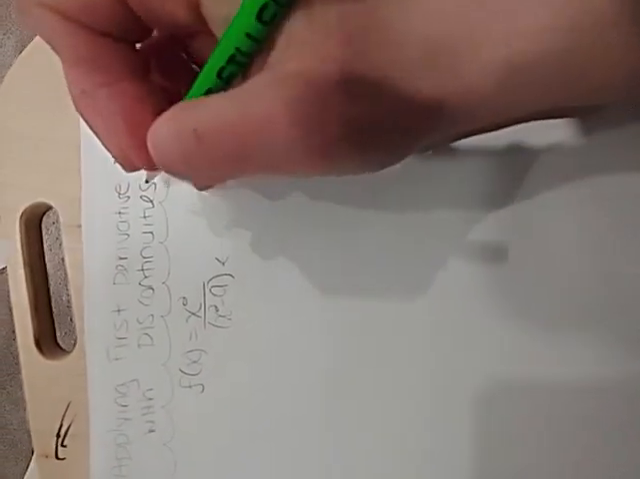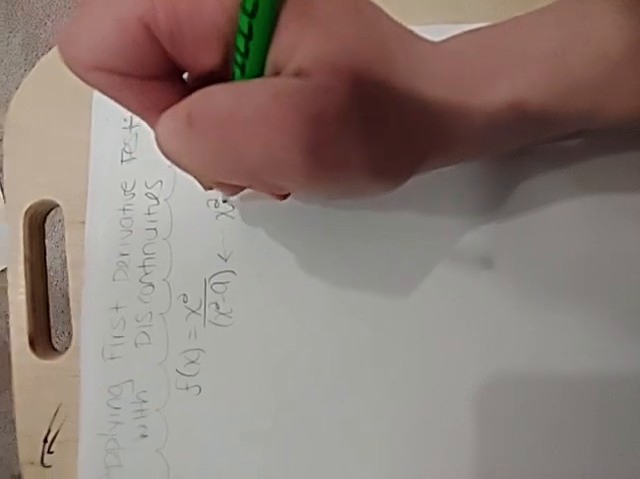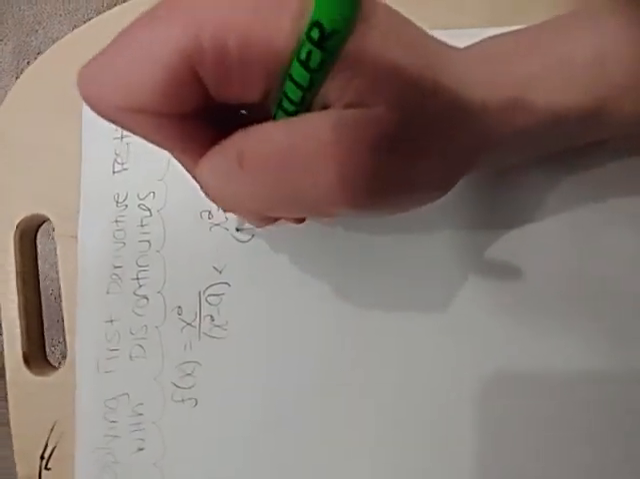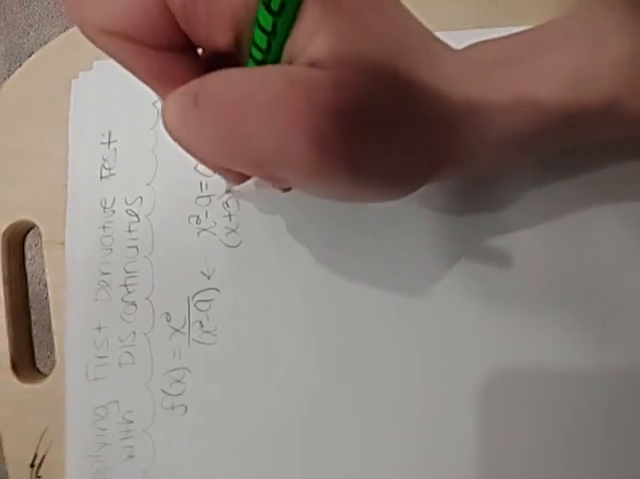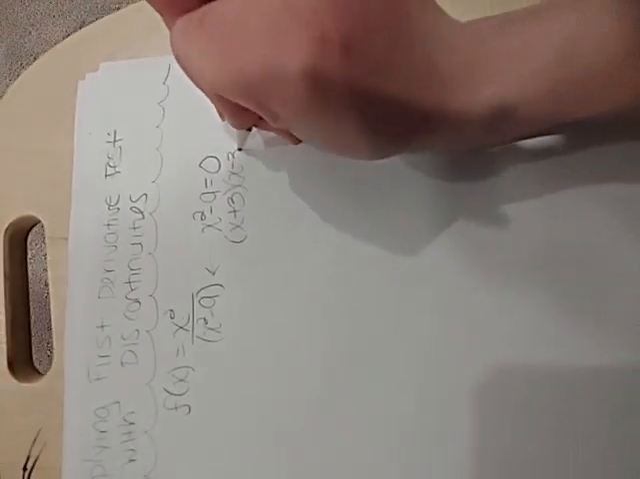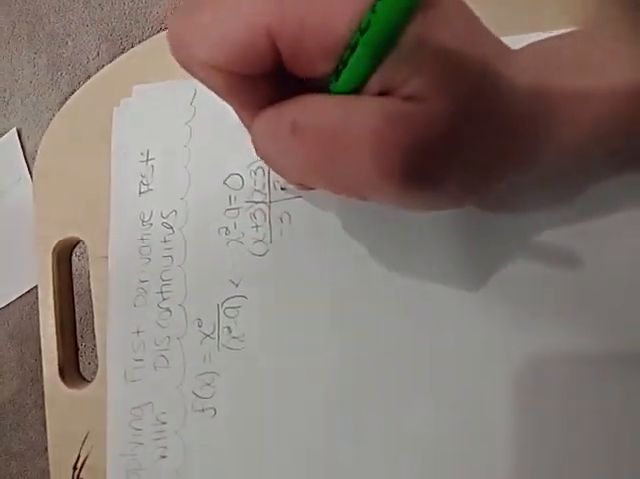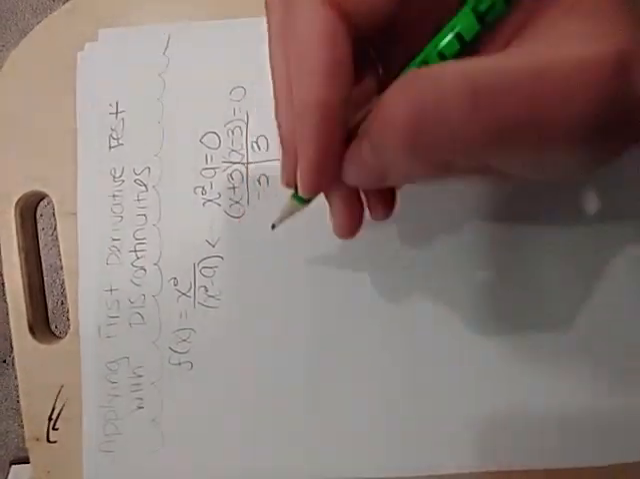So to find those discontinuities, if I take my denominator, set it equal to 0, and I solve it, I'm going to factor it. I get 2 discontinuities. So I know at -3 and +3, there are some discontinuities on the graph. All right, so let's take the derivative now.